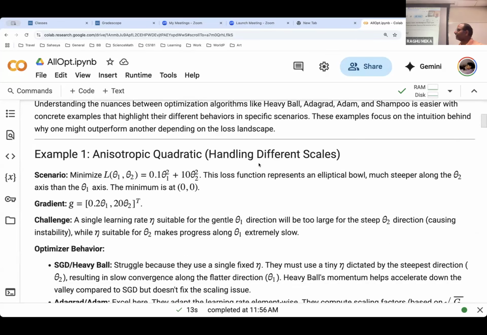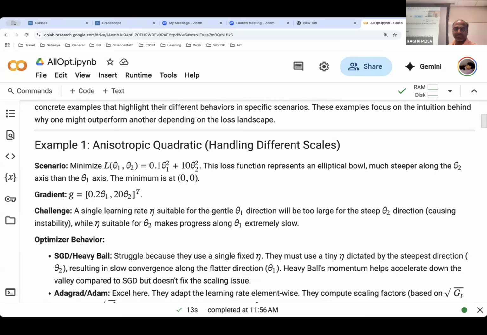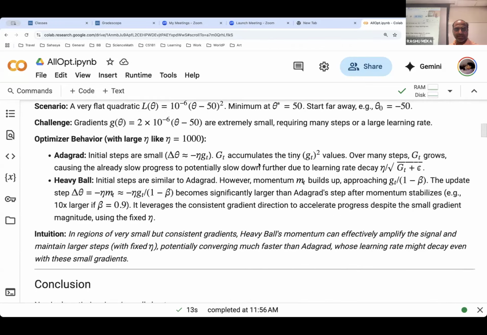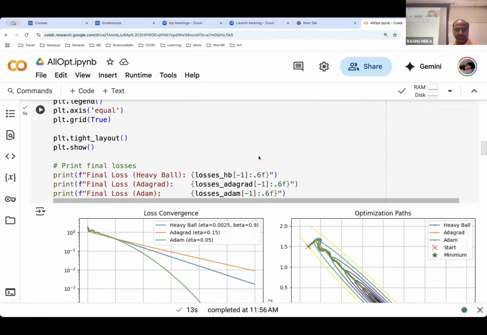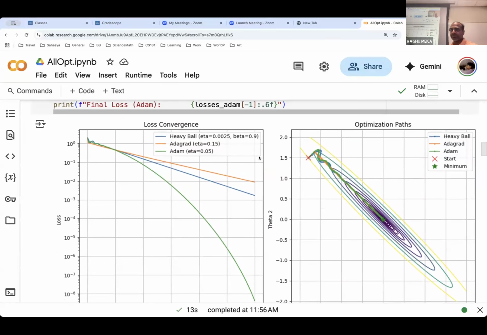And okay, so let's see what happens. So here's an example where it's like 0.1 times the first coordinate squared plus 10 times the second coordinate squared. The minimum is at 0, 0. You can compute the gradient, run all of these methods. And okay, let's go to the plot. Okay, so here you see, AdaGrad is doing okay, right? But Heavy Ball is doing even better. And momentum does address some of the issues with changing scales. AdaGrad is designed for that, but still Heavy Ball is doing better. But of course, Adam, when you put the two together, it's much, much better.